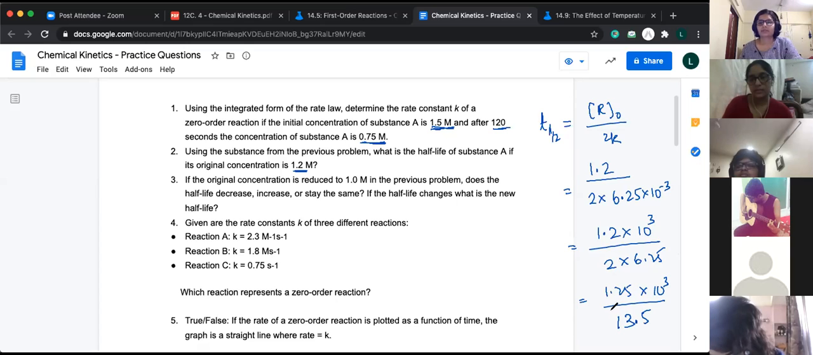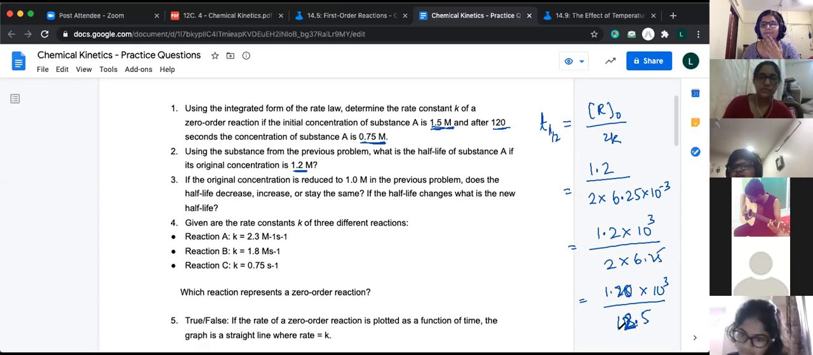Ma'am, how did we get 1.25? 2 into 5 should be 2, yeah, my bad. So ma'am, 12.5 instead? Can't we just cancel 1.2 by 2 and put 0.6 on top and then cancel it for 0.1 from the denominator? Can you repeat that? I was not able to follow.